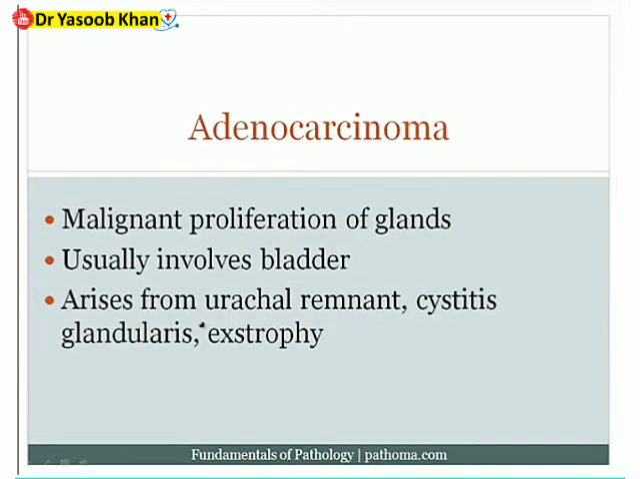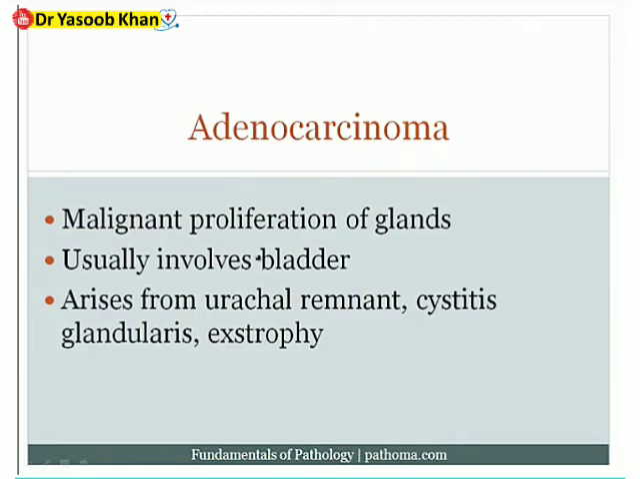The third type of lower urinary tract carcinoma is adenocarcinoma. This is, of course, a malignant proliferation of glands, and it usually involves the bladder. Now, it's important to note that you normally don't have glandular epithelium lining the bladder, and so therefore this is only going to arise in particular circumstances.